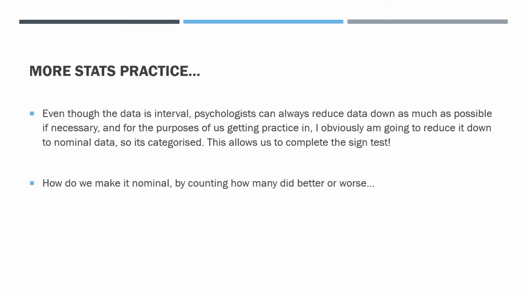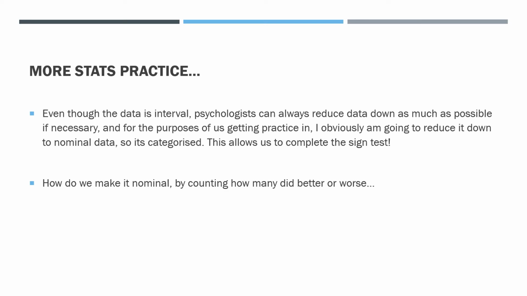Obviously, because I am quite annoying, we're going to reduce the data down to make it into categorized data, nominal. That means we can do the sign test. So when we look at the types of data, you've got nominal, ordinal, interval. Interval is the highest level of data, so that would be the most scientific.